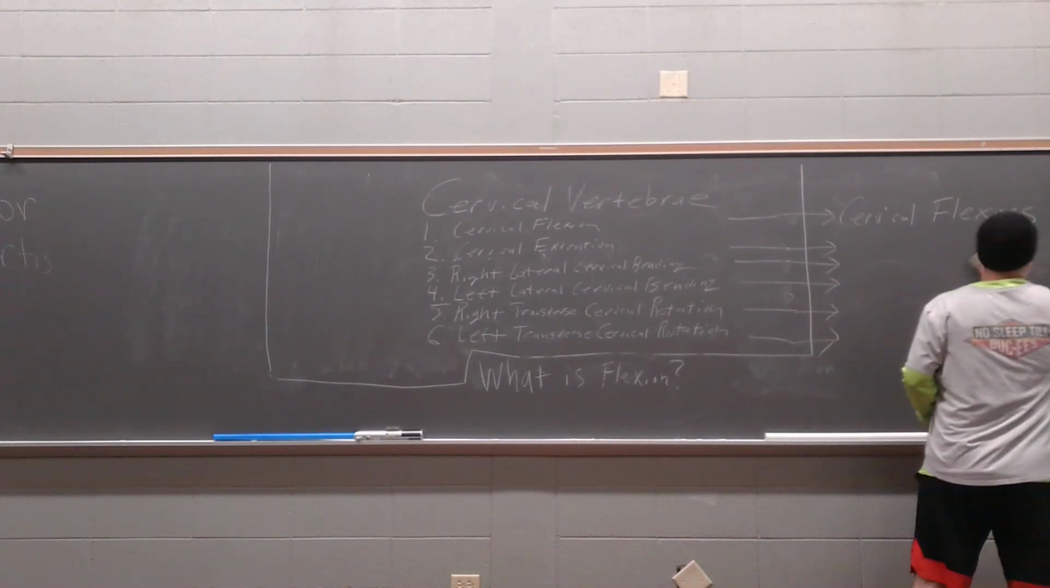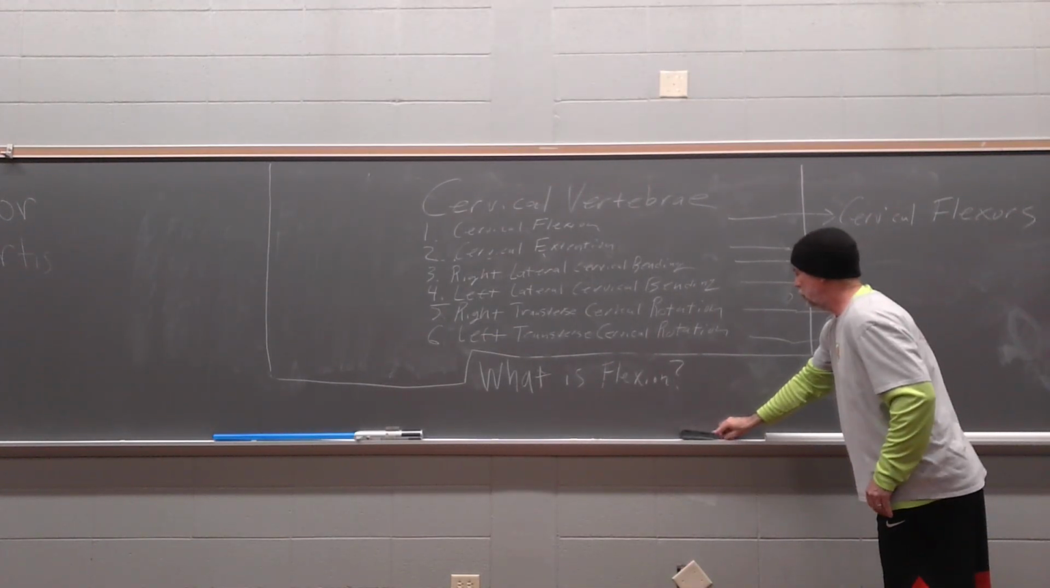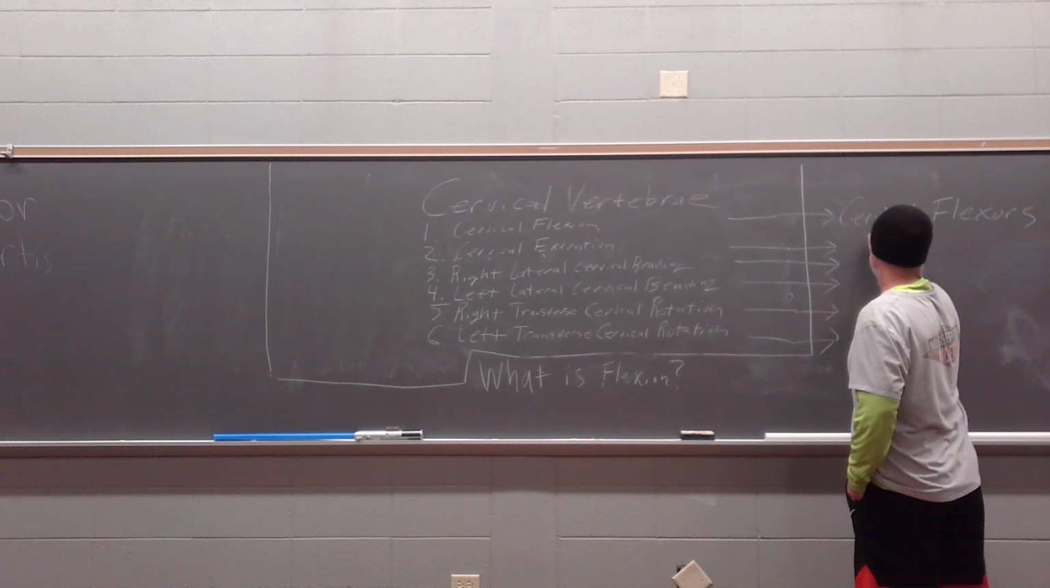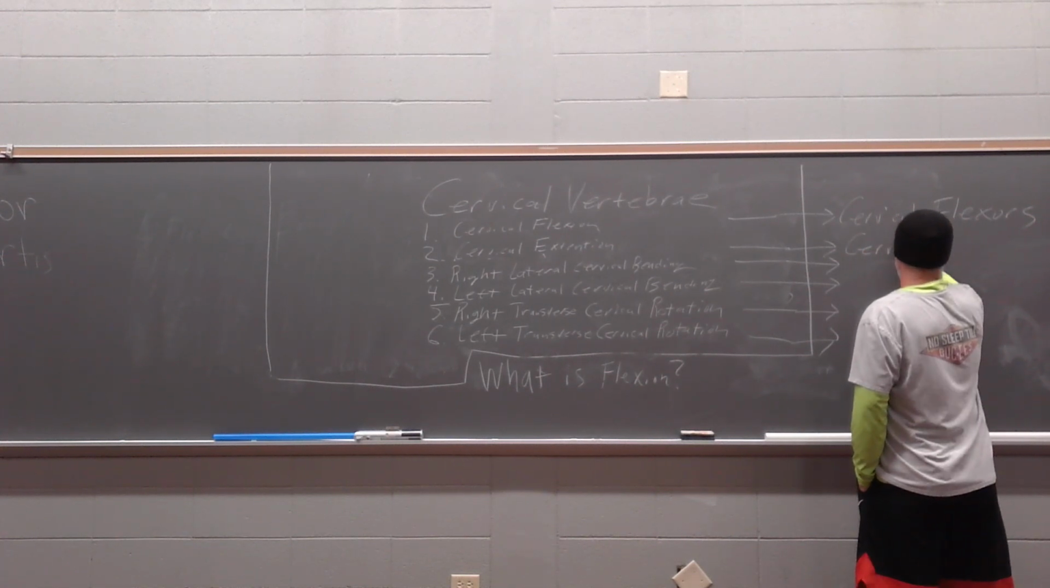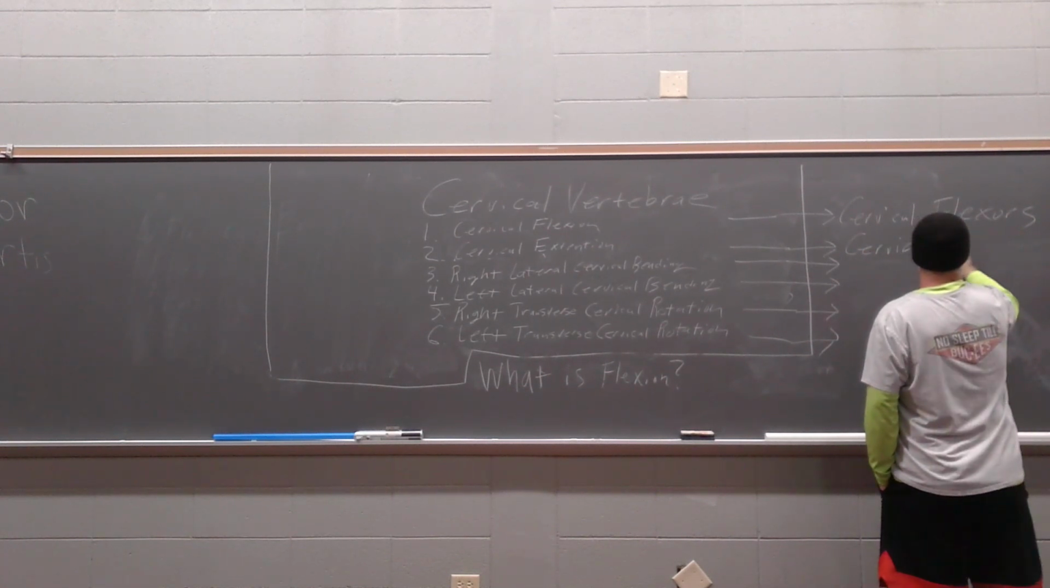Finish it off. What do we call the group of muscles that pull in the direction of cervical extension? Cervical extensors, rocket science.